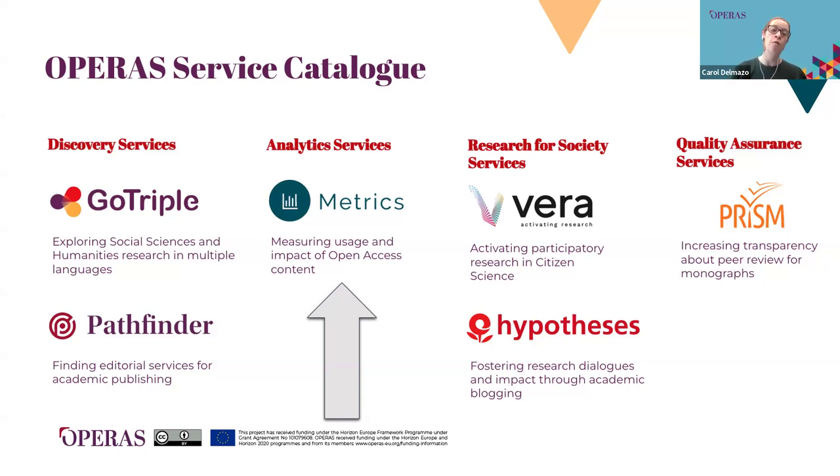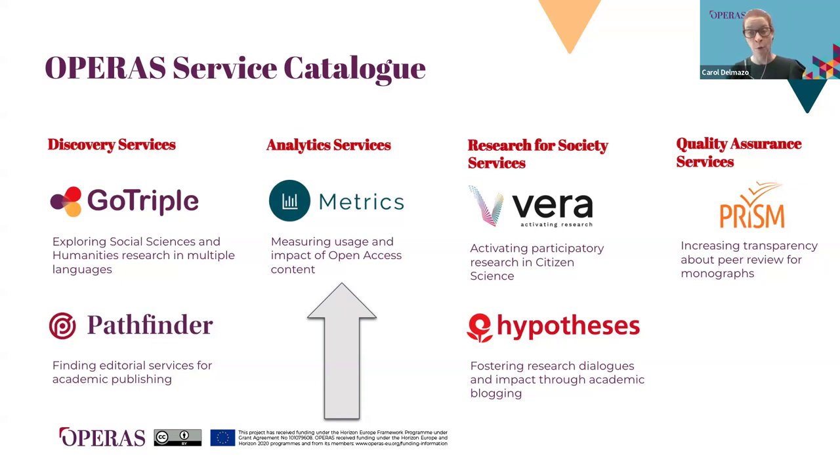Pathfinders is another discovery service. In this case, if you want to publish something, the service can guide you in finding the best editorial services that fit what you need when you want to publish your work. We also have research for society services, and the first one is Vera. Vera is a collaborative platform for projects in citizen science. So you can find partners, you can find funding, you can work together and manage citizen science projects in Vera. Hypothesis is an interesting way to bridge scientists through academic blogging. It's a very interesting service as well.